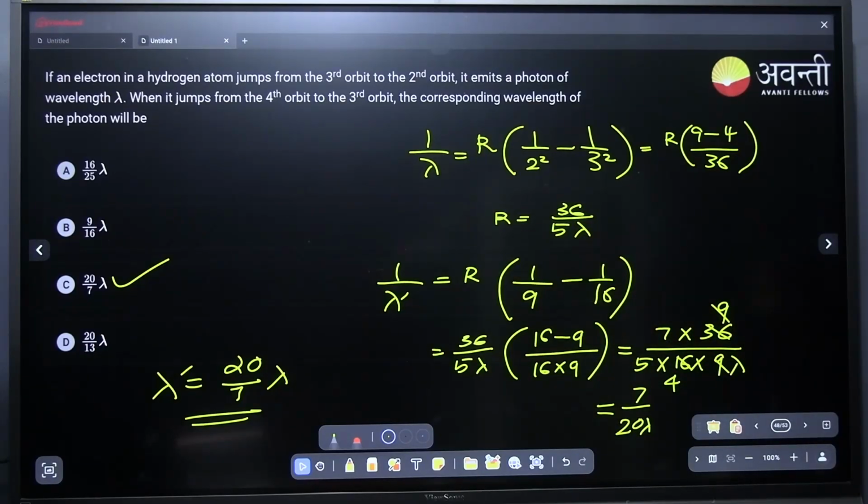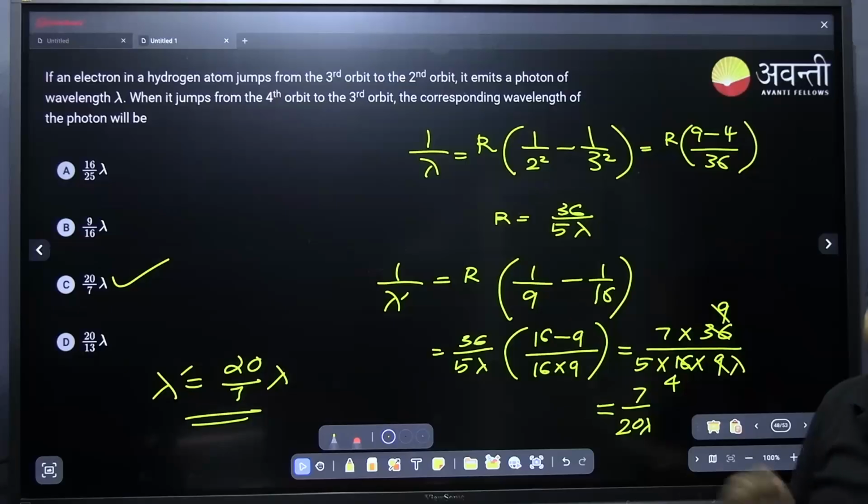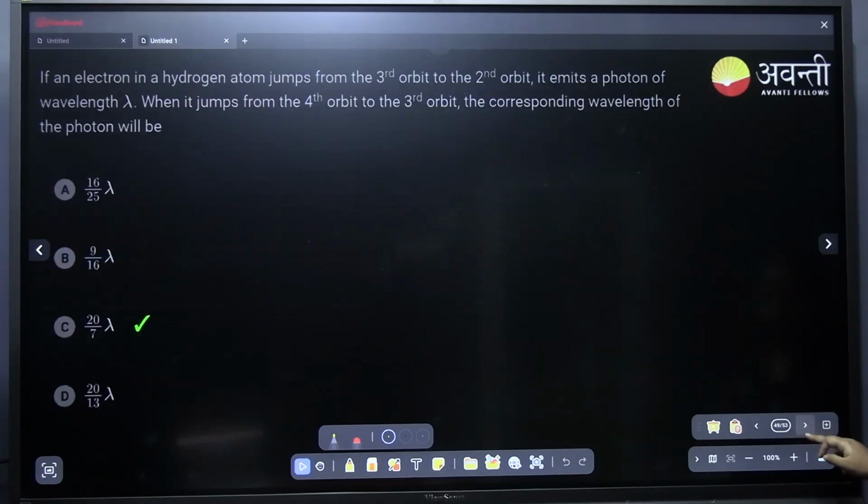Did you understand this? This is why I told you we don't have to learn the value of R. Without knowing the value also, we can easily calculate. Is it clear for all? Okay, moving on.